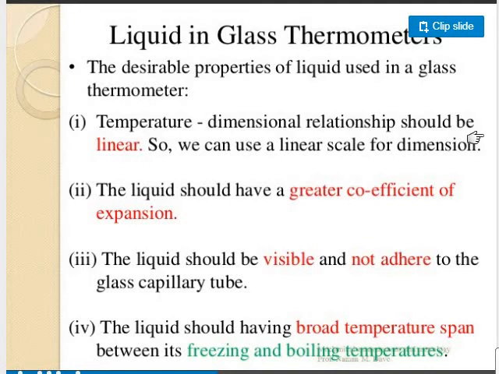We should be able to see it, and it should not stick to the tube, so that we can see the rise and fall of the liquid. The liquid should have a broad temperature span between its freezing and boiling temperature. That span, from one end to the other, if this range is small, we cannot use it for all kinds of applications. So we cannot use it for every temperature.